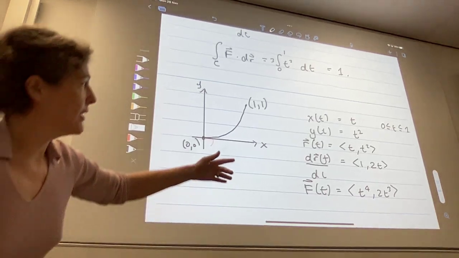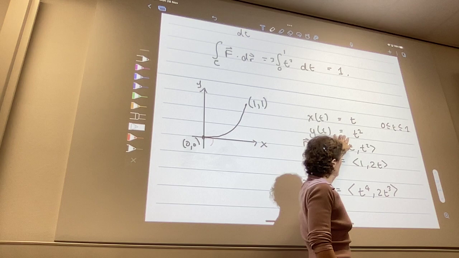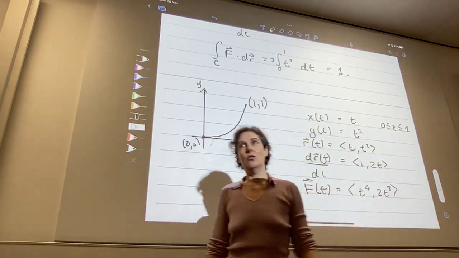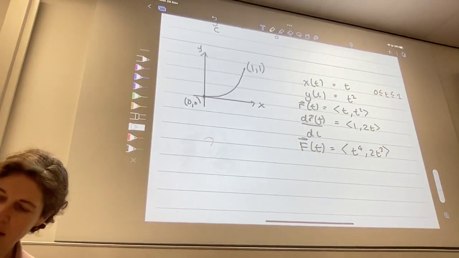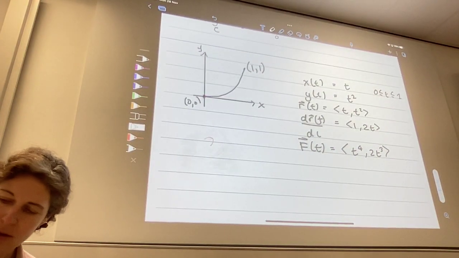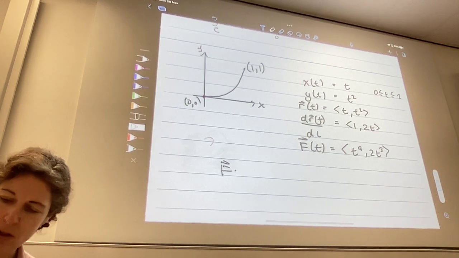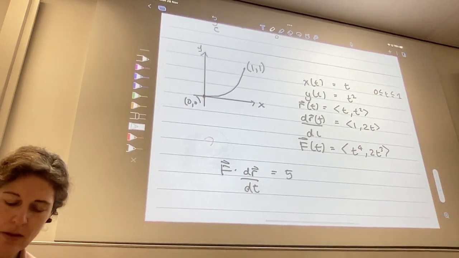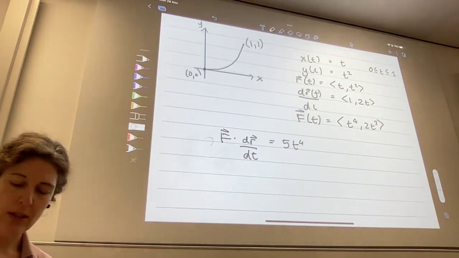Because all I've done is plug these in, so I have a y squared, which is t to the 4, and a 2xy, which gives me a 2t cubed. Okay? And if we plug this all together, I'm going to skip some calculations here. When we take the dot product that we're interested in, it gives us 5t to the 4.